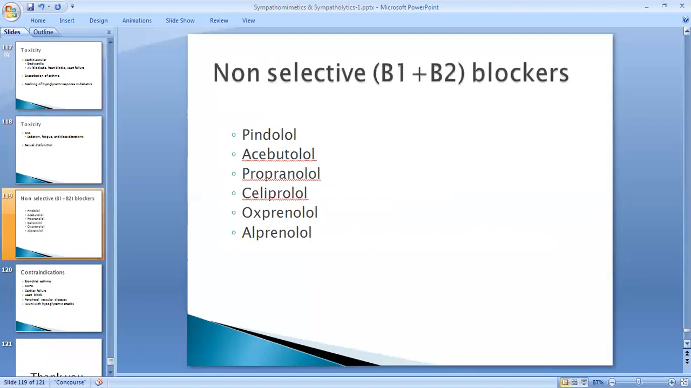Non-selective beta 1, beta 2 blockers are those beta blockers which occupy both the receptors. These are pindolol, acebutolol, propranolol, celiprolol, metoprolol, and alprenolol.